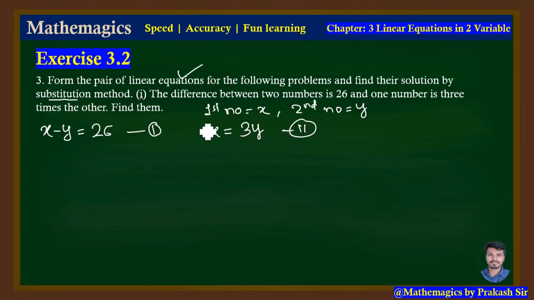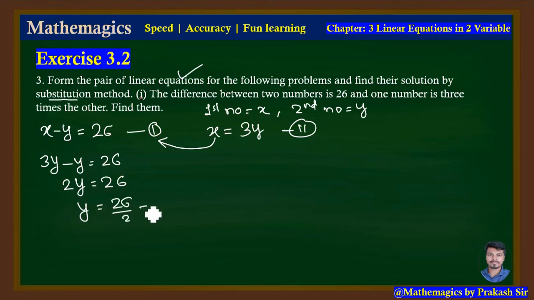So now x is equal to 3y. In the earlier question we were putting the first equation's x or y value in the second equation, but it is so simple to put the second equation in the first. So let us put this one here. So the x value becomes 3y minus this y is equal to 26, and 3y minus y becomes 2y, and 2y is equal to 26. Finally y is equal to 26 divided by 2, which becomes 13.